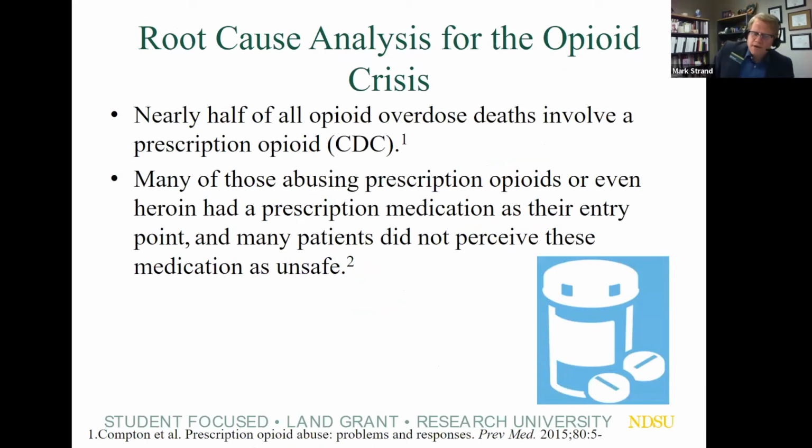So when we started the program, we conducted a root cause analysis in order to get to the root of the opioid crisis. We discovered that nearly half of all opioid overdose deaths involve a prescription opioid, and that many of those abusing prescription opioids or even heroin had a prescription medication as their entry point. And yet many patients who have been surveyed did not perceive these medications as unsafe.